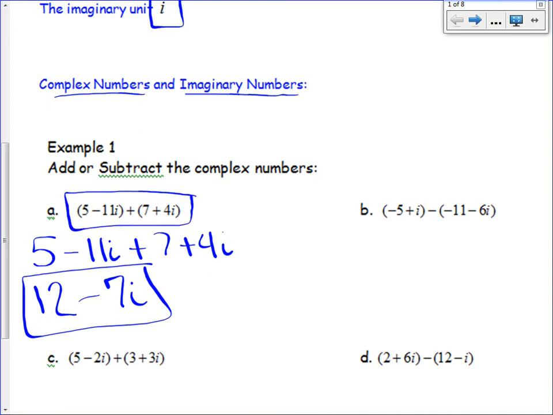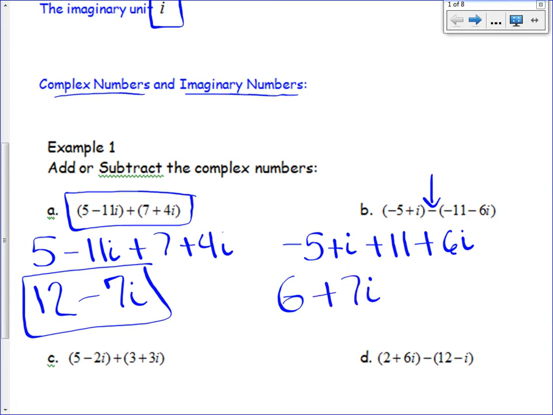All right, B. B is a little trickier because there's subtraction involved. So let's get rid of the parentheses. The first set of parentheses, nothing changes. The second set, because of this subtraction sign, it turns the negative 11 into a positive 11. It turns the negative 6i into a positive 6i. And then you combine your like terms. So negative 5, positive 11, that's positive 6. Negative 6i and 6i together, that gives you 7i. So this is my final answer.